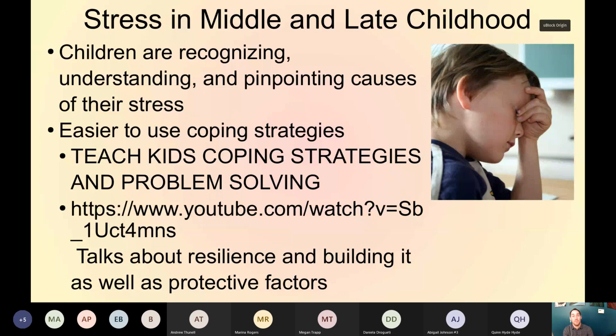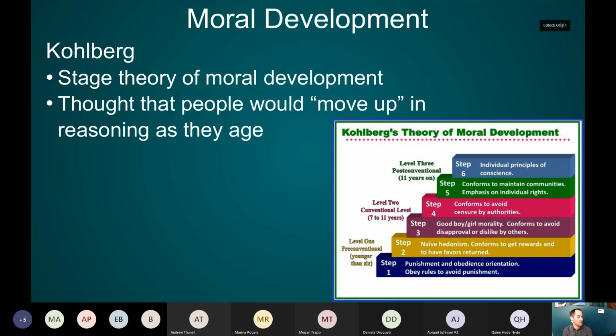If it's of interest to you, maybe a good topic for a question paper, or if you want to go into research in the future or teaching skills, figuring out what skills to teach for resilience, you can definitely do that. Castle, that website might be a good place to start with that. APA website as well. All right, so moral development.